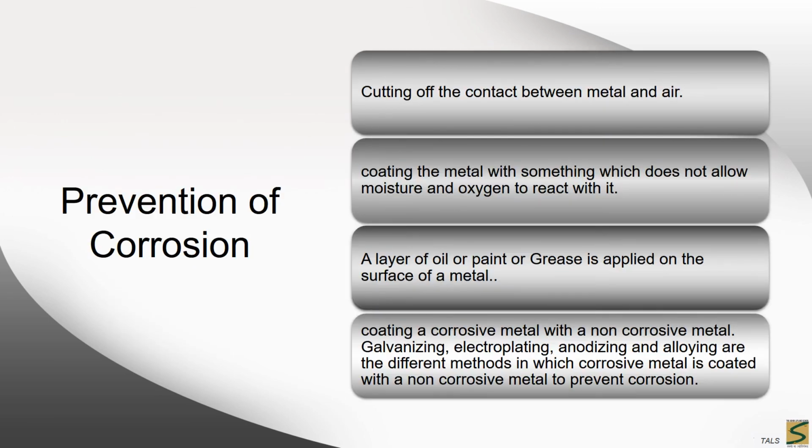How can corrosion be prevented? Yes, it can be prevented by cutting off the contact between metal and air, coating a metal with something that does not allow corrosion, applying oil or paint or grease over the metal, or coating a corrosive metal with a non-corrosive metal that can prevent corrosion. That is like galvanizing, coating with zinc, or electroplating, anodizing, alloying. All these are the processes wherein a non-corrosive metal is coated over a corrosive metal to prevent corrosion.